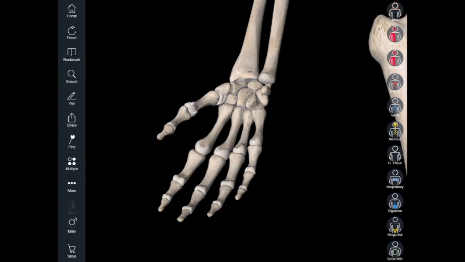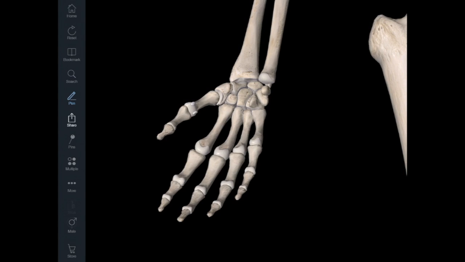Then we have the carpo-metacarpal joints. These are formed by the articulation between the bones of the distal row of the carpus with the proximal ends of the metacarpal bones. Then we have the metacarpophalangeal joints. They are these joints.